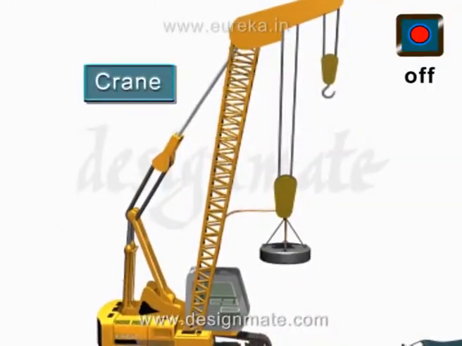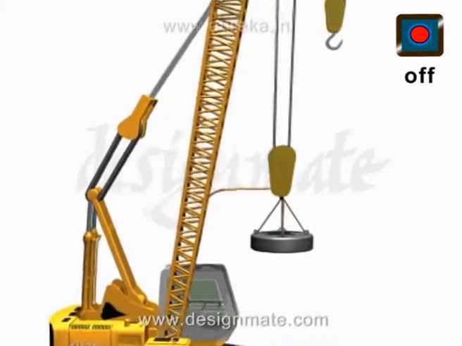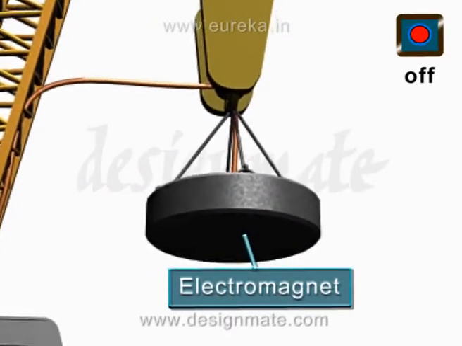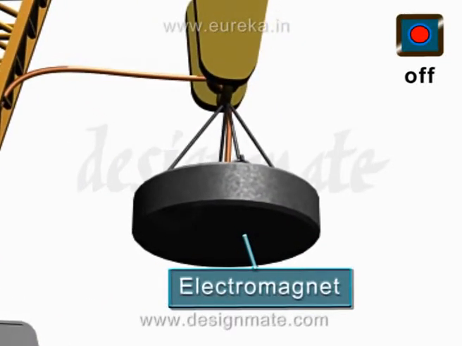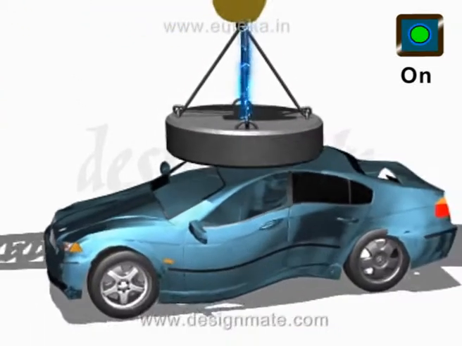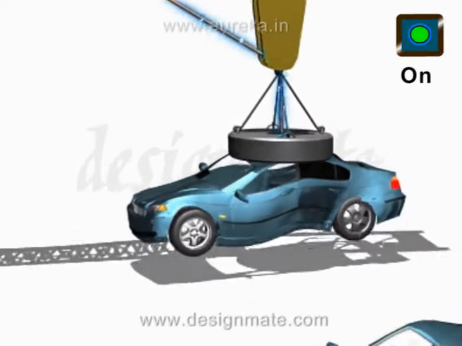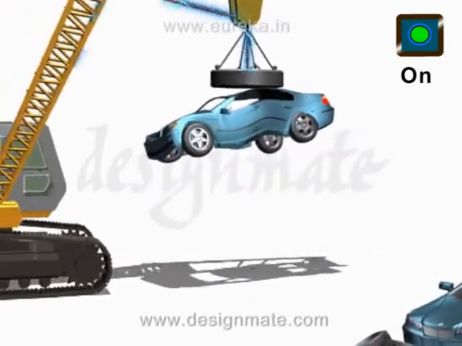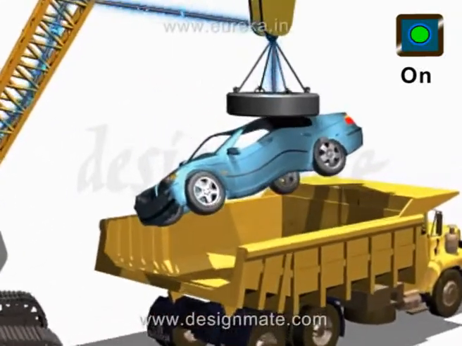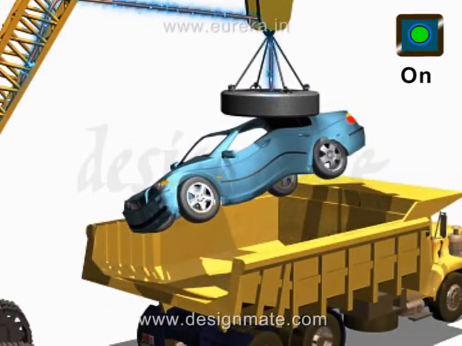Cranes use electromagnets to lift heavy pieces of iron. The crane has an electromagnet attached to it. When the current is switched on and the electromagnet is brought near the iron objects, they stick to the electromagnet. The crane then lifts them and moves to the desired place.